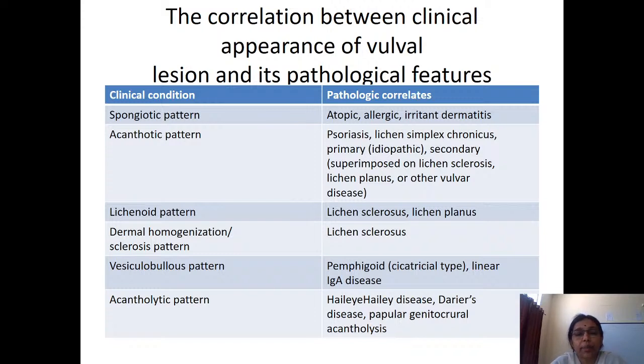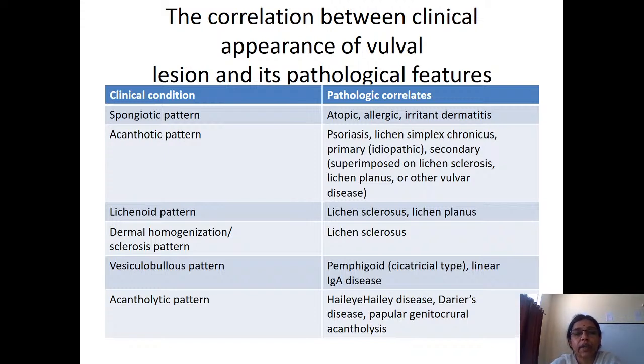If it is a lichenoid pattern, we need to think of either lichen planus or lichen sclerosis. And in lichen sclerosis, apart from the lichenoid pattern, we find that in the dermal area there is dermal homogenization or even sometimes a dermal sclerosis pattern that is very typical of lichen sclerosis. And if the lesions are of vesiculobullous pattern, we need to think of either a pemphigoid or a linear IgA disease. And the acantholytic pattern is usually seen in Hailey-Hailey disease or Darier's disease.